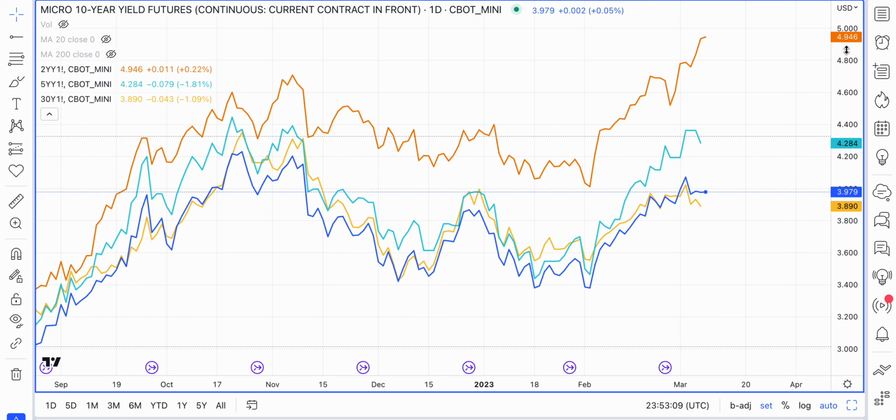And on the right hand side, what we see is the yield for these instruments. So in this orange line, what we see is 4.946, almost 5%. This is what the rate is for the 2-year note.